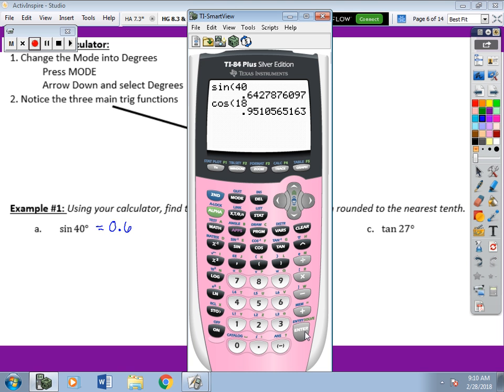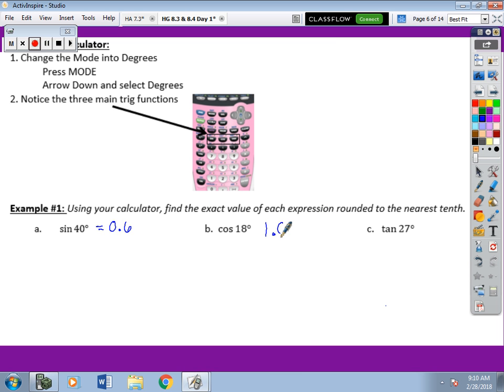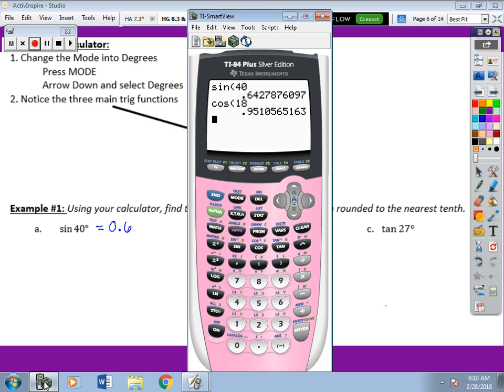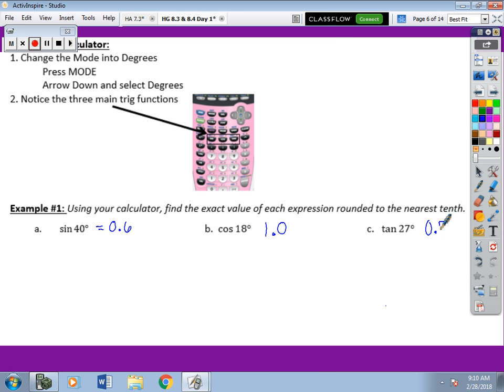What would this be rounded to the nearest tenth? Brett? 1.0. It's 0.95, the 5 rounds the 9 up to a 10, so 1.0. Tangent of 27. We should be getting 0.5. Anyone not getting those numbers or not finding the buttons on their specific calculator? Okay.